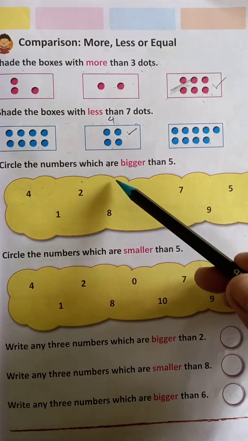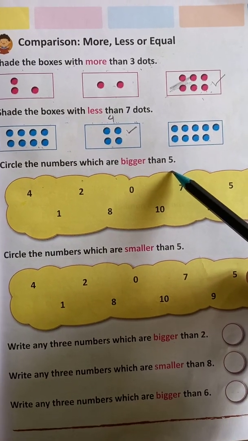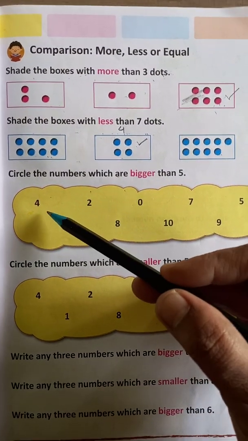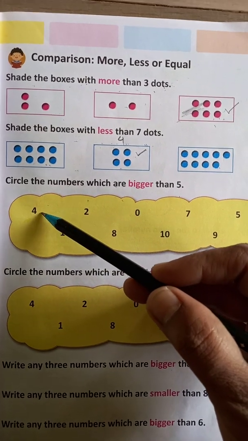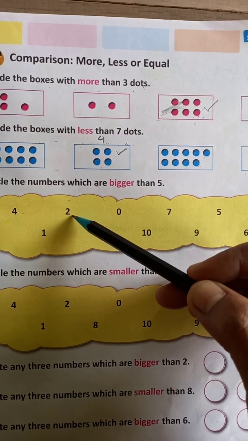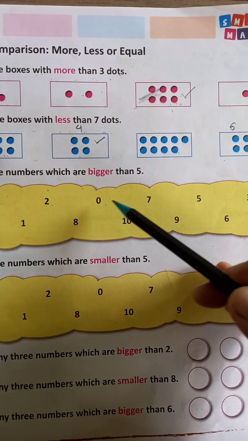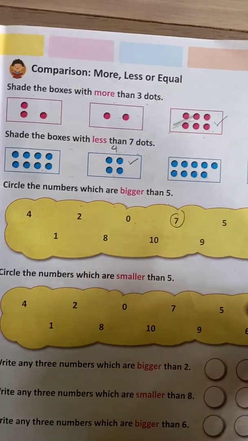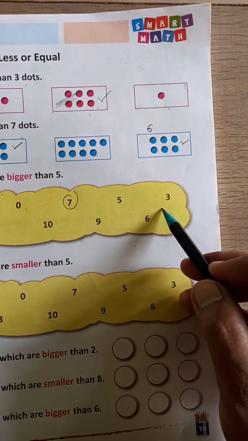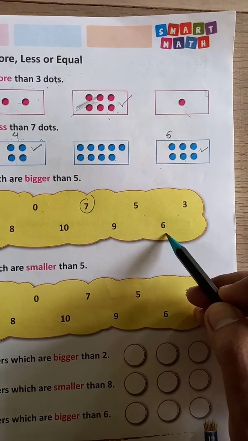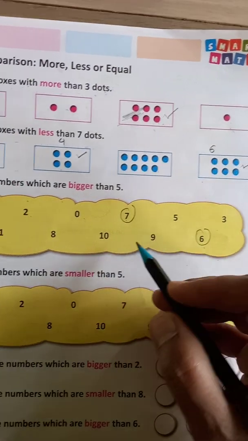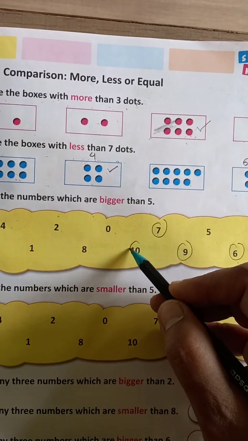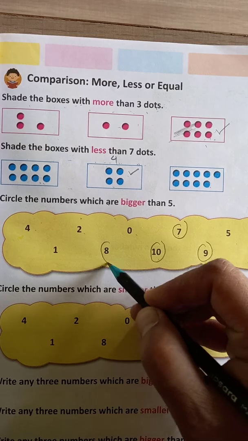Circle the numbers which are bigger than 5. That means more than 5. Now let us start. 4, no, it is less. 2, 0. 7, yes. 7 is bigger than 5. Yes, we have to circle. 5, no. 3, no. 6, yes. 6 is more than 5. And this one, yes, it is also more than 5. And this one also more than 5, number 10. And 8 also more than 5.